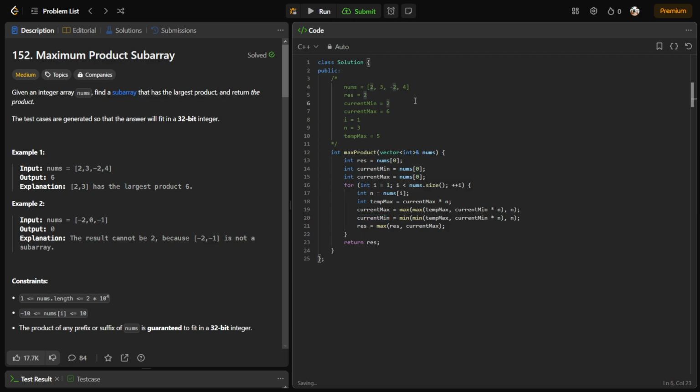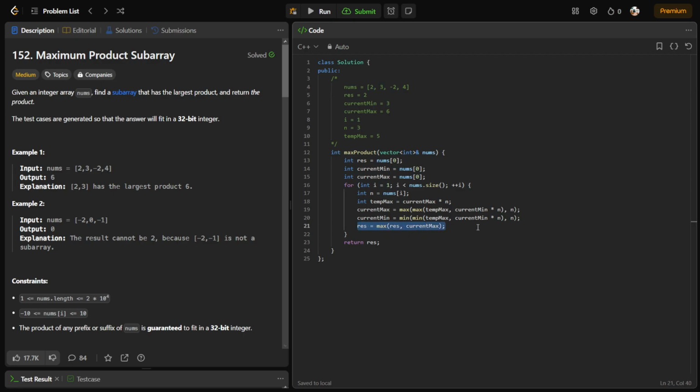Same thing for current min, the minimum of temp max, which is 6, current min times n, which was 2 times 3, and n itself, which is 3. So by having the products, we know that the minimum of these 3 is 3 only, right? So basically the minimum is just taking the 3 without multiplying with 2 to get the subproduct. A number itself can be considered a subarray as well.